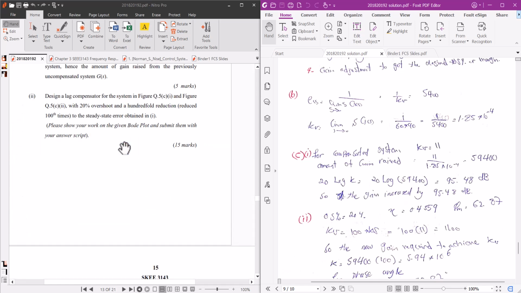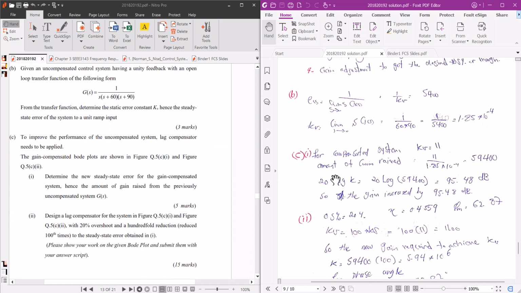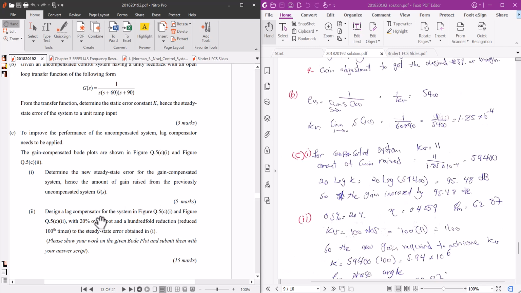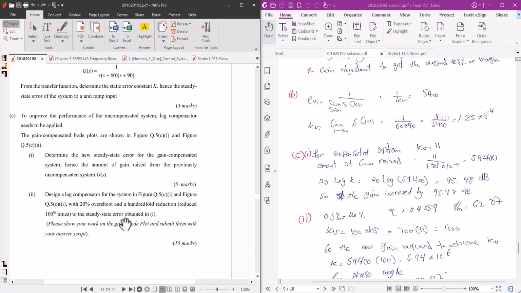Next is: design a lag compensator for the system in figure 5, question 5c1 and figure 5c2, with 20% overshoot and a 100-fold, meaning 100 times, reduction in the steady state error obtained in 1.